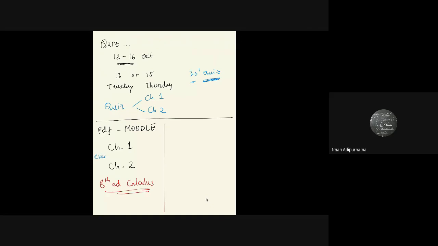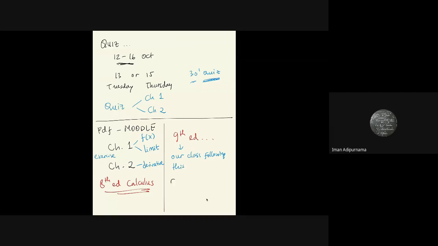So in the 8th edition, chapter 1 is functions and limit, and chapter 2 is derivative. Okay, but in the 9th edition, this is what I intend to follow. Okay? This is the class. Our class follows this.